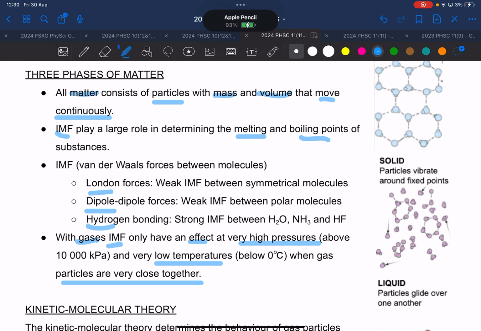Zara, let's pretend I have a big container with gas. When will I have a high pressure? When I hold it like this, or when I squeeze it together like this? When you squeeze it together, when you make the volume smaller, the particles are closer together.